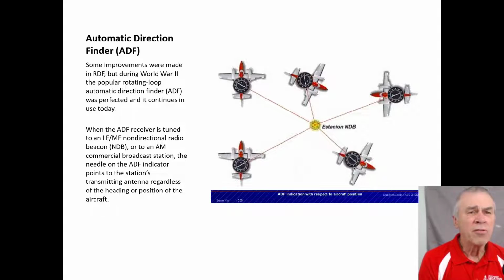And again, when it's tuned to a low or medium frequency non-directional radio beacon or to an AM commercial broadcast station, the needle on the ADF indicator points to the station's transmitting antenna regardless of the heading or the position of the aircraft. So you don't really have to have a rotating loop. But we'll find you still do need a loop.